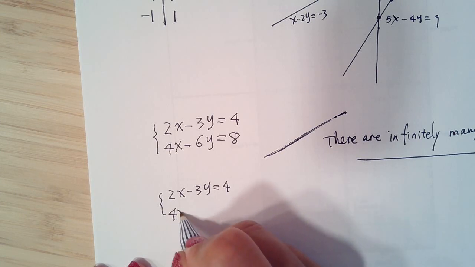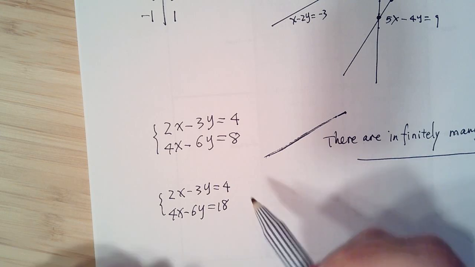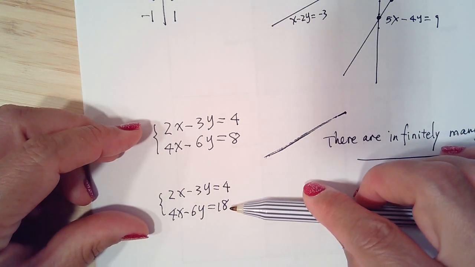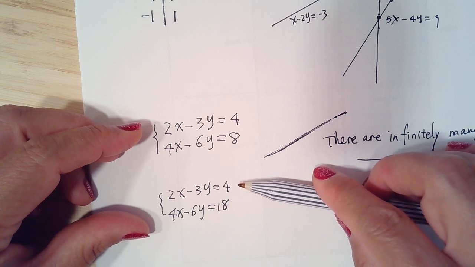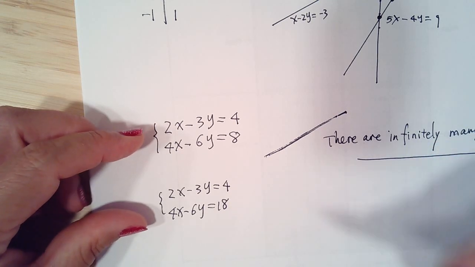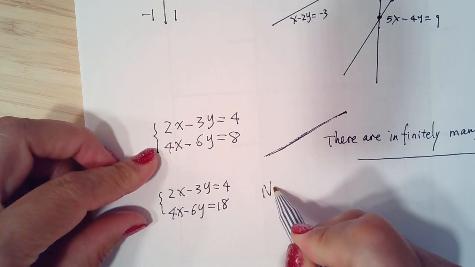Okay, 4x minus 6y equals 18. So if you multiply this by 2, you're going to get 4x minus 6y equals 8, right? That's the first one. And the second one says it's 18. Is that possible? Can 4x minus 6y be both 8 and 18? Which is impossible. That means no solution.